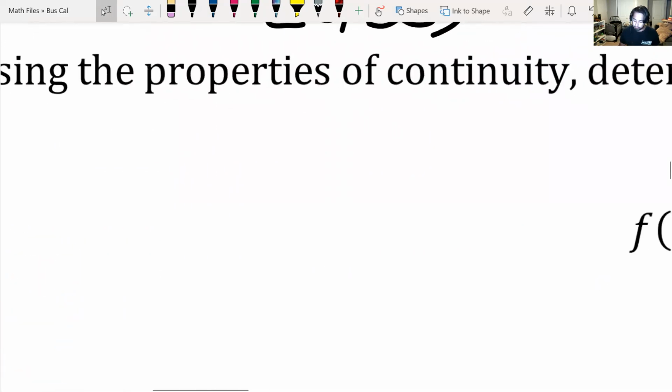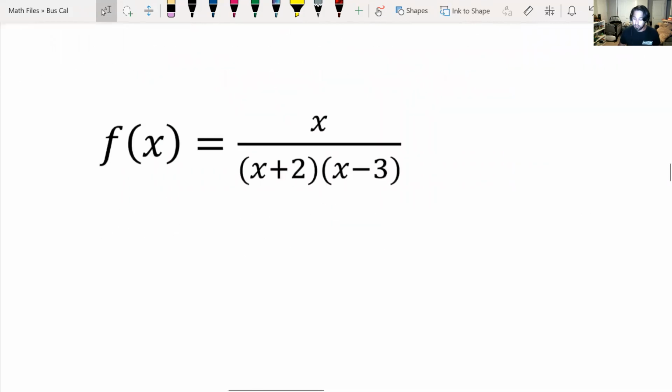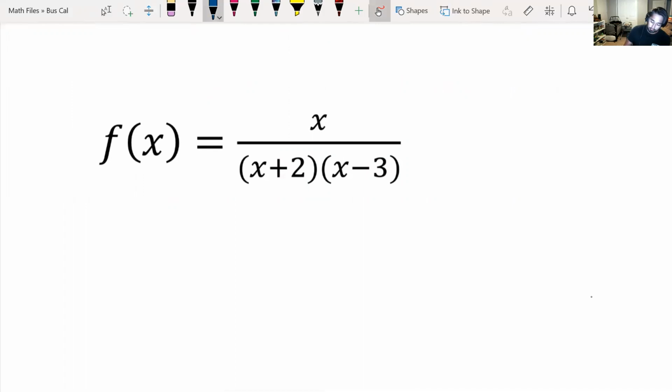Next one. Guess what type of function this one is? This one is rational. All right.